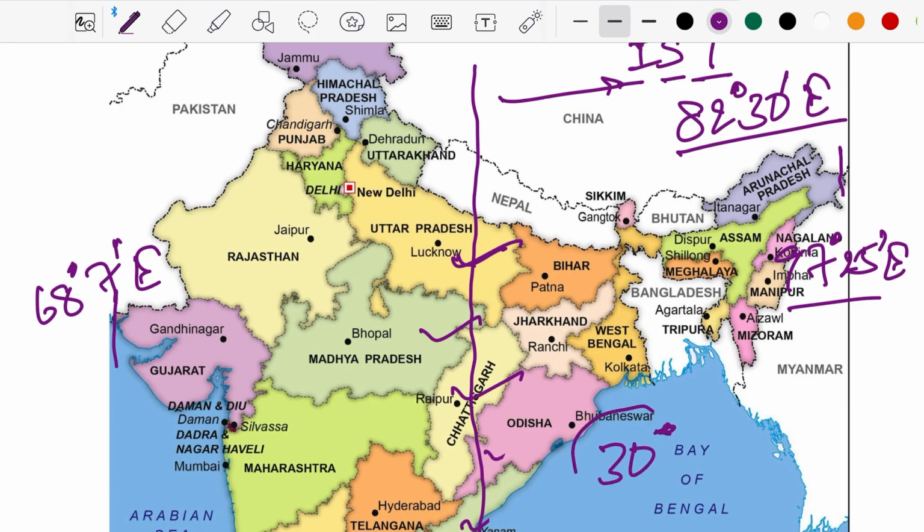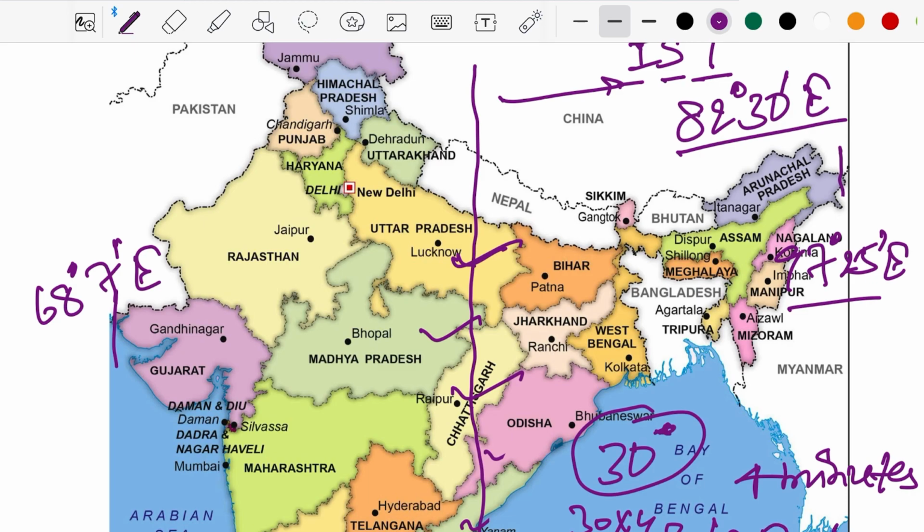And in the next video I will explain about latitude and longitude. In that I will talk about the time difference: for every 1 degree it is 4 minutes. I am just telling you in short so that you can understand time and time zones. So 30 into 4 is a total of 120 minutes.